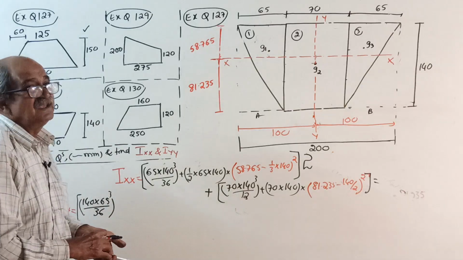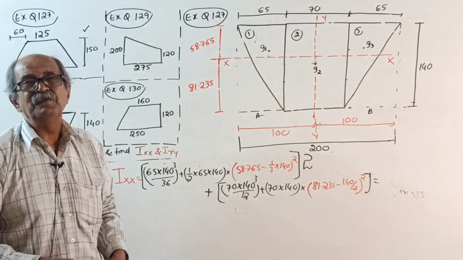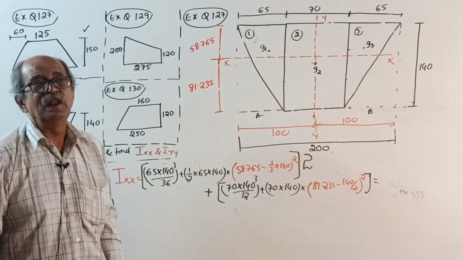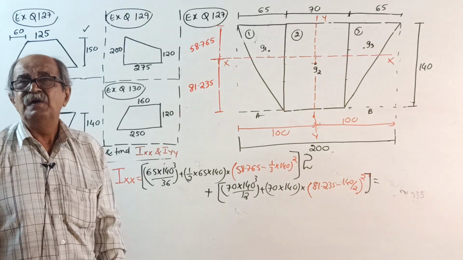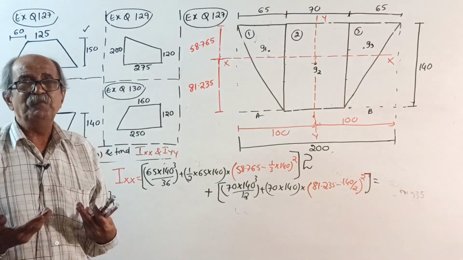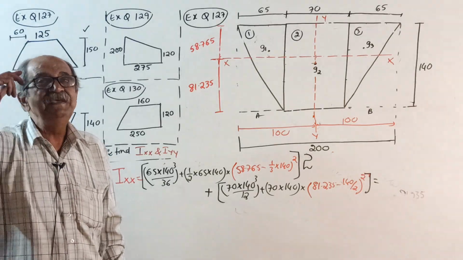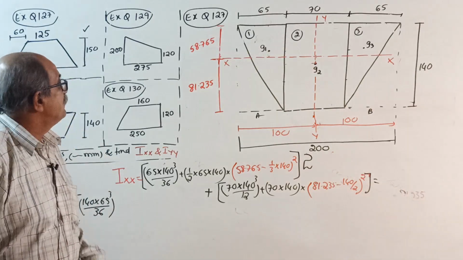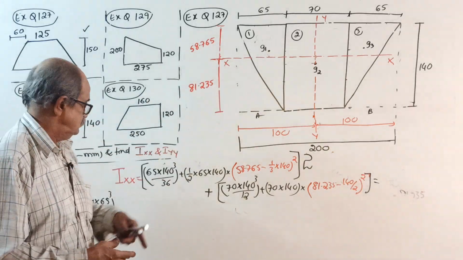Sometimes what happens is, with too many rectangles, you divide BD cube by 12, and suddenly in a triangle, bh cube by 12 comes. For me also it happens if I am thinking something else and writing. But if I look at the sketch, I can make out.